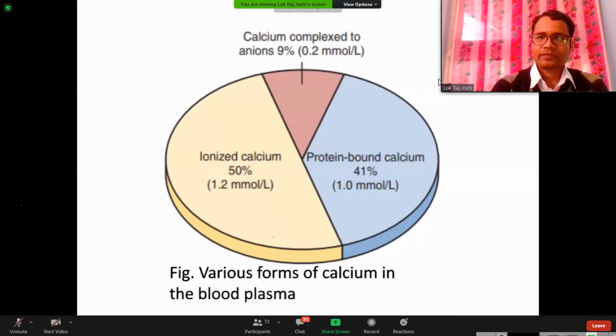And now in the plasma, this is again distribution, and you can see half is ionized, half is bound mostly to protein and some to other anions like phosphates, calcium phosphate. Remember, we are studying calcium and phosphate together.